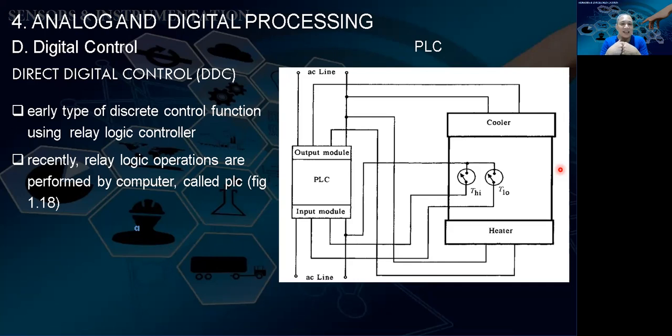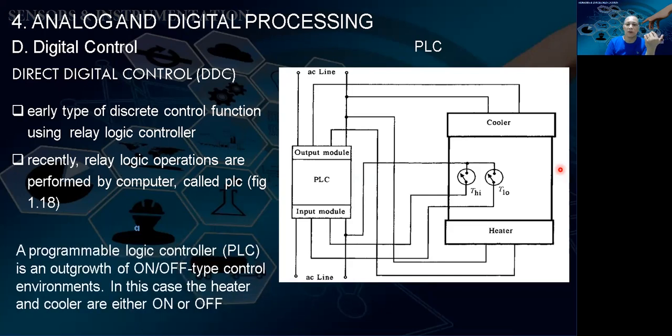Yeah. So the early type of discrete control function used relay logic controllers, relay on and off, the one I showed you the picture of before, with relay, remember? And recently, relay logic operations are performed by a computer called a PLC, Programmable Logic Controller. So it's just switching on and off. A programmable logic controller is an outgrowth of the on and off type control environment. In this case, the heater and cooler are either on or off.